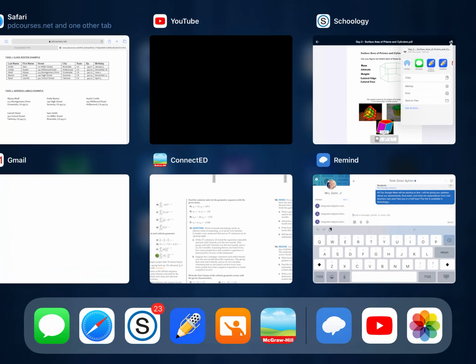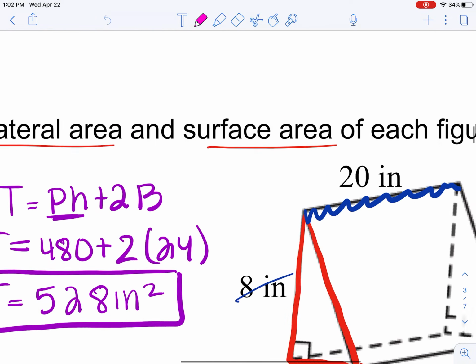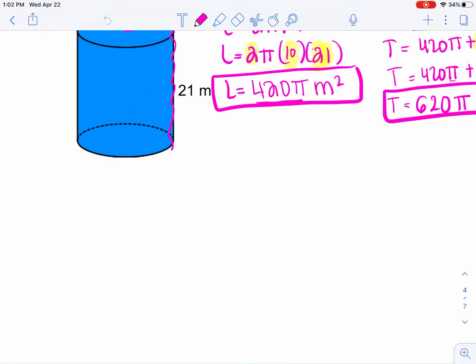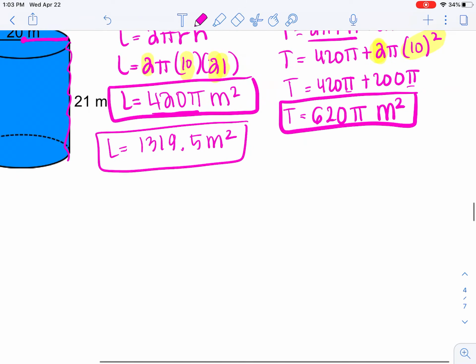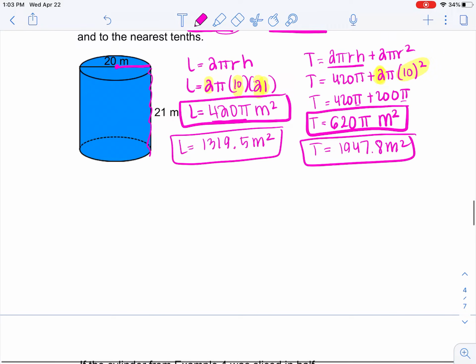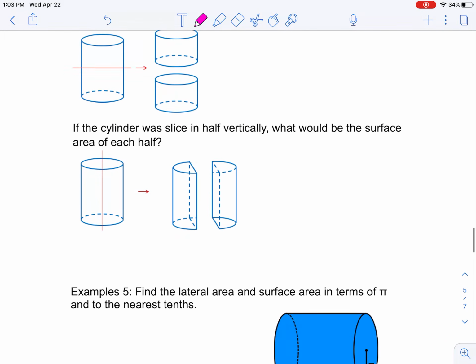To get my rounded to the nearest tenth answer, I'm going to put 420 pi in my calculator and hit enter. Once again, you want to use the pi button and not 3.14, because then you are using a rounded answer. So here's your rounded answer, and then do the same thing for the other one. So do 620 and then hit the pi button. And that's 1947.8 meters squared. See? Okay.